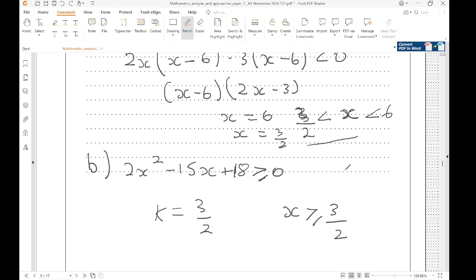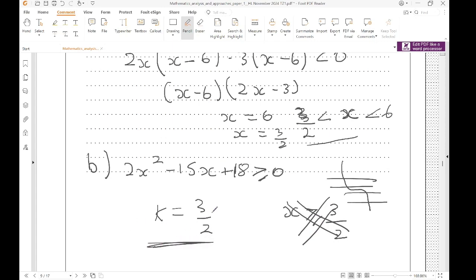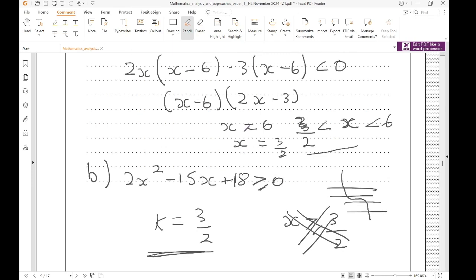Then and only then will it look something like this, where there's only one singular intersection for all the horizontal line tests that you draw. So I hope that makes sense now. So x cannot be greater than 3 over 2, and k is equal to 3 over 2. And this references back to the original question we did for part a.